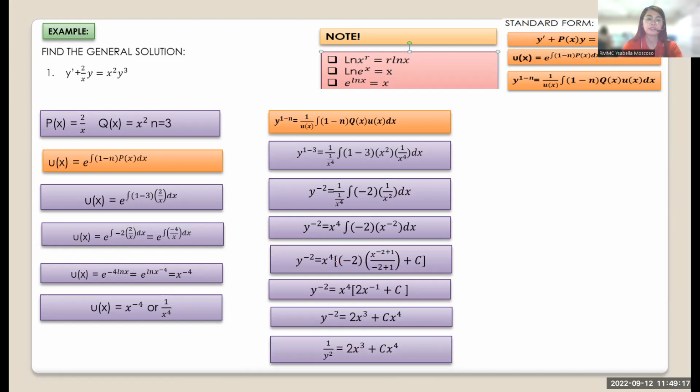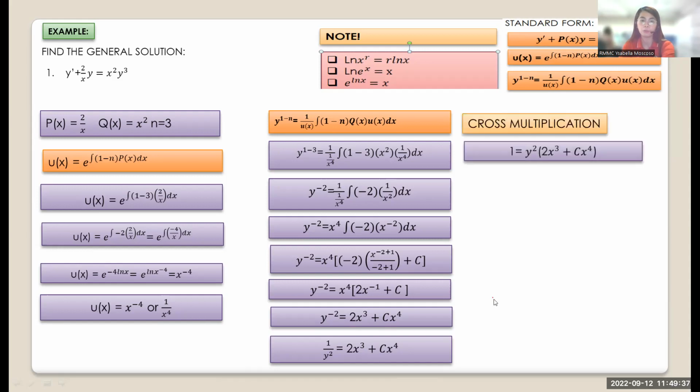So I did try the inverse function of this one, no? Y negative 2, pangit yung magsulat. Y raised to negative 2, the inverse function of that one is 1 over y squared. Okay, equals to 2x cubed plus cx. So as much as possible, I want that our general solution will be in terms of variable y. So let us try to cross multiply kasi alam naman natin that your denominator here is also equal to 1. So 1 times 1, that is equivalent to 1. So 2x cubed plus cx raised to 4 times y squared, this is equals to this term.